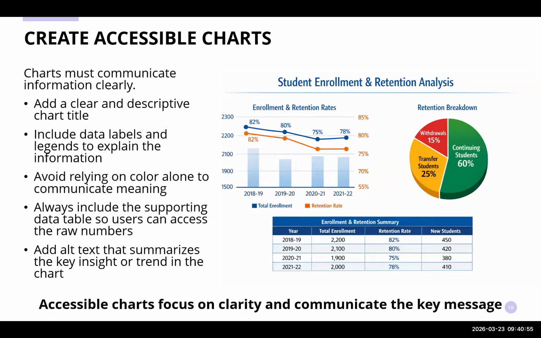For example, instead of saying chart of sales data, you can write something like line chart showing steady growth in sales from January to December. Now, this communicates the important information without relying on sight. So accessible charts focus on clarity and communicate the key message, not just the decoration. So by following these steps, you're making sure that your charts will be meaningful and understandable by everyone, no matter how they're accessing your spreadsheet.